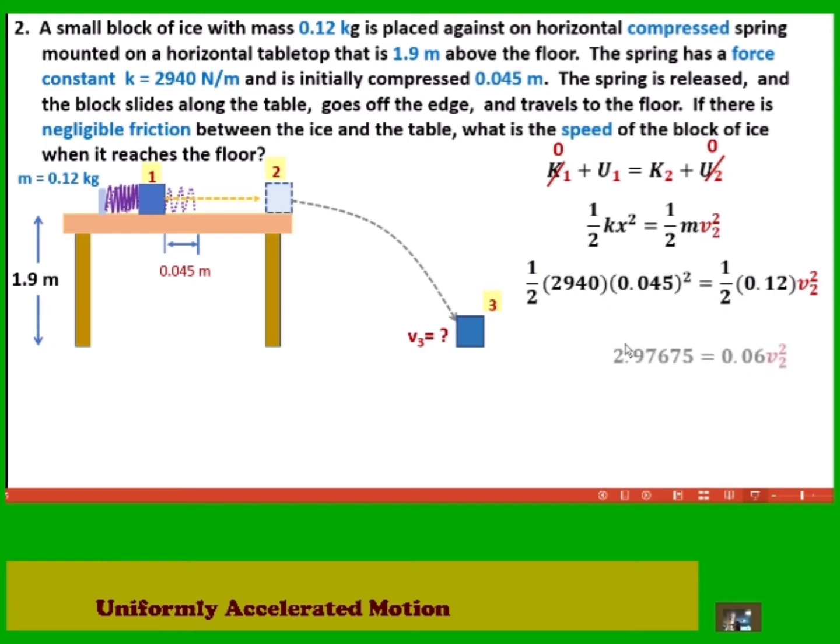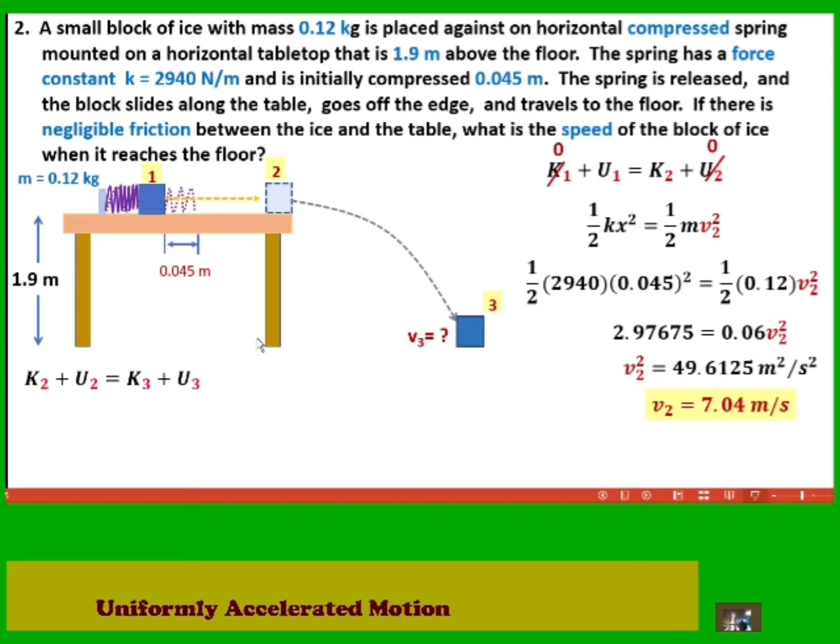So simplify x squared and solve for v squared. Extract the square root on both sides. So at point 2, its speed is 7.04 meters per second. Next, let us consider the motion of the block from point 2 to point 3.